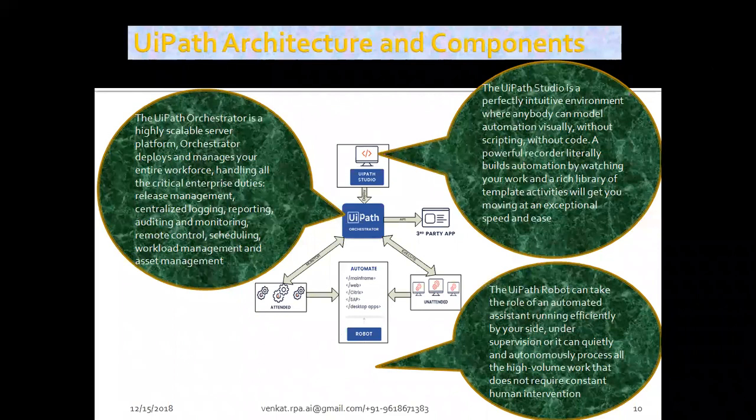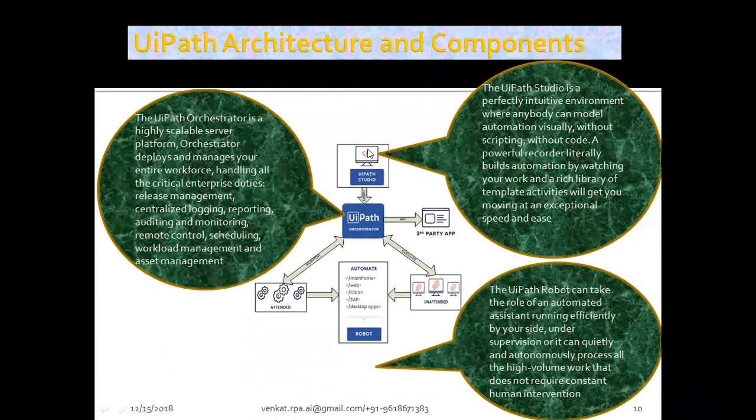Robots also have mainly two types: attended robot and unattended robot. Unattended robot is basically to execute the processes. Attended robot will monitor the system, I mean the process executing or failing, all those things. So this is the high level, but major work will be there in UiPath Studio only.